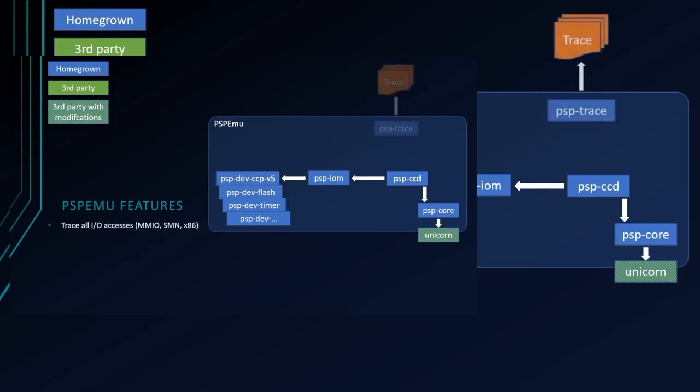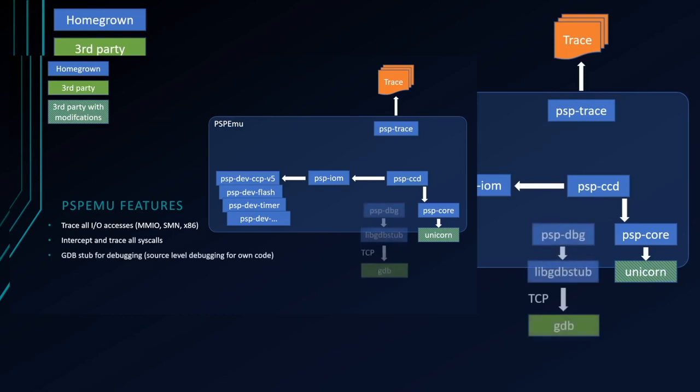Everything is then wrapped by the PSP CCD component, which represents a single CCD and therefore PSP instance in a real system. Below all that, there is a tracing component, which is responsible for generating the trace log and capturing information about I/O reads and writes and SVC calls, for example.